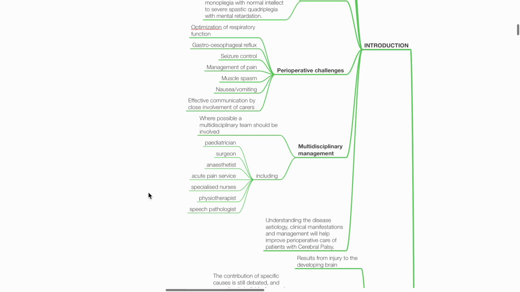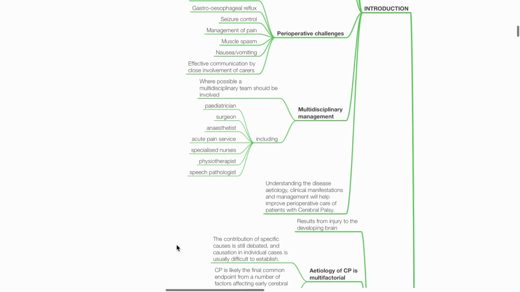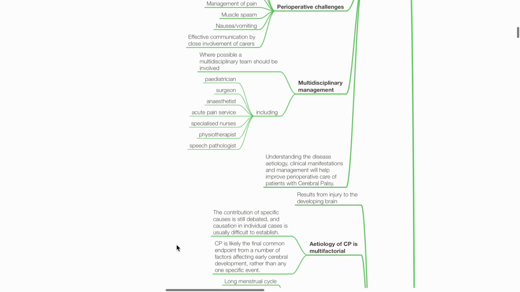Multidisciplinary management should be involved where possible, including pediatrician, surgeon, anesthetist, acute pain service, specialized nurses, physiotherapists, and speech pathologists. Understanding disease etiology, clinical manifestations, and management helps improve perioperative care of patients with CP. Etiology. CP results from injury to the developing brain, and etiology of CP is multifactorial.